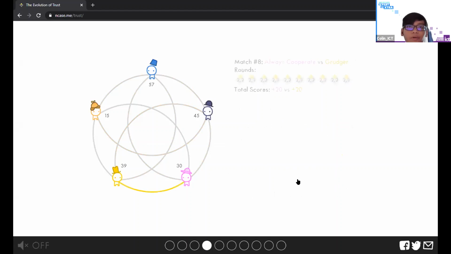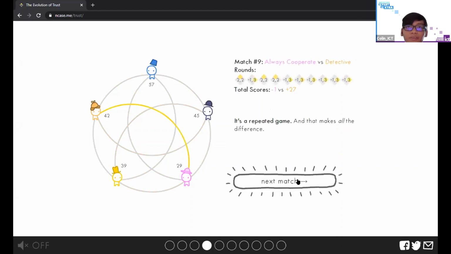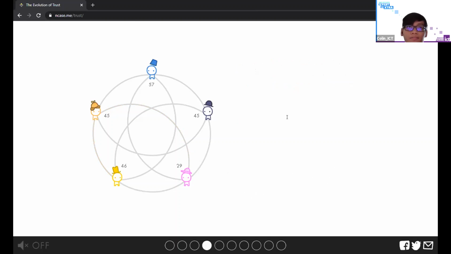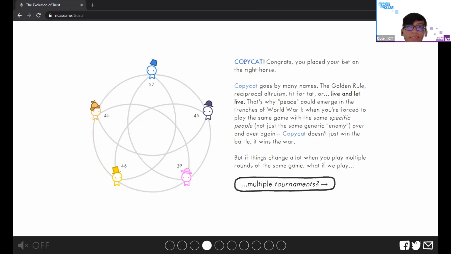So once every round is played, we'll find out that at the end of one cycle, the copycat indeed does win. The reason is this: the golden rule is reciprocal altruism. Tit for tat, live and let live. So that's why peace could emerge, right?